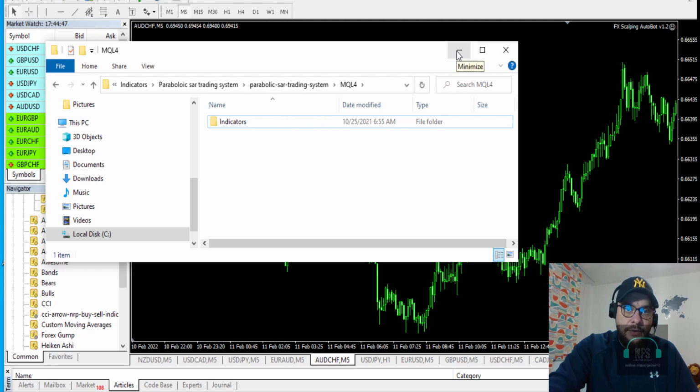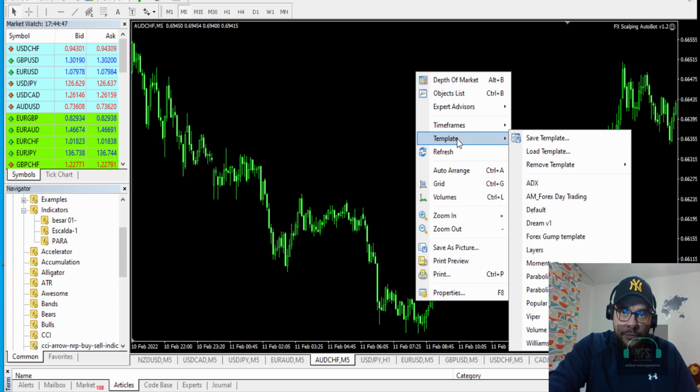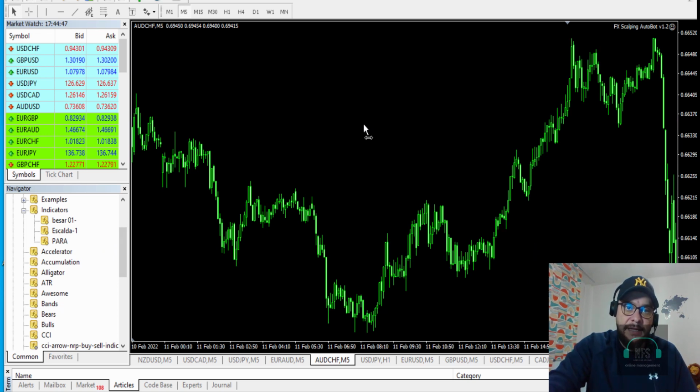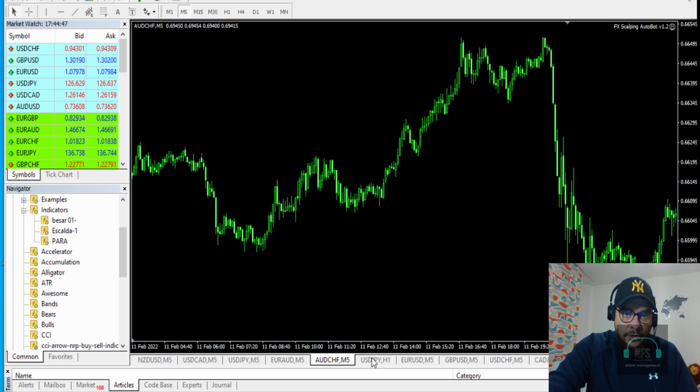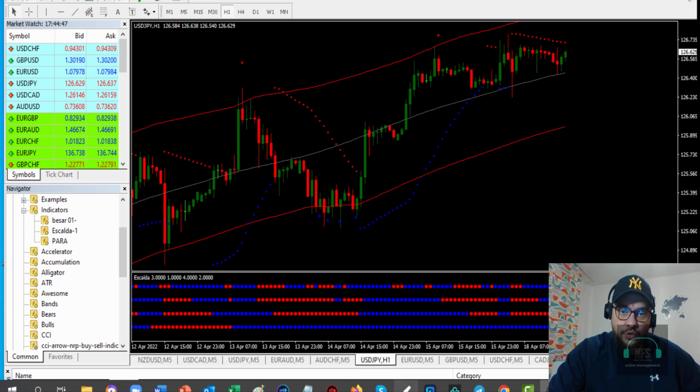All right, let me go ahead and I will skip this one, and you will see right here in the navigator pane these indicators folders, and also you will see a template like this one, the Parabolic SAR template. All right, and I just installed this one right here on my US dollar Japanese yen, and this is how this indicator looks. Let me go ahead and I will put the pen over here to show you exactly how these systems work.